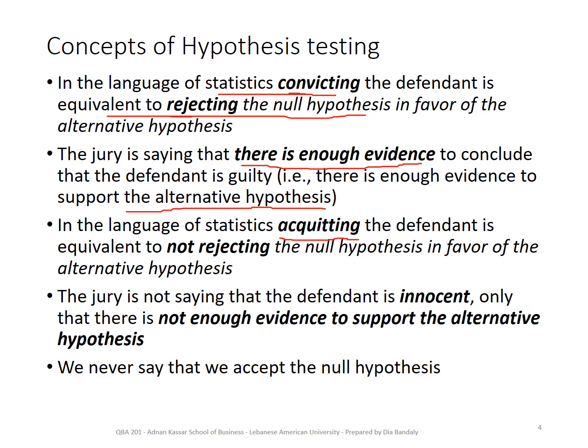Now, the other decision, acquitting the defendant. What does it mean in the language of statistics? When we acquit the defendant, that means we did not find enough evidence. There's no evidence, or the evidence provided by the prosecutor was not compelling enough. So we say that your evidence is not enough for us, so we are not rejecting the null hypothesis in favor of your alternative hypothesis. We are saying that you did not provide us enough evidence.